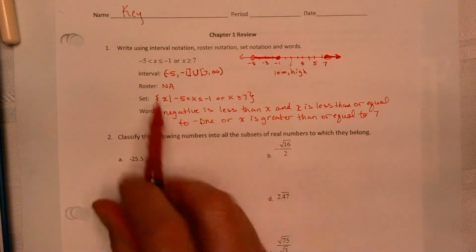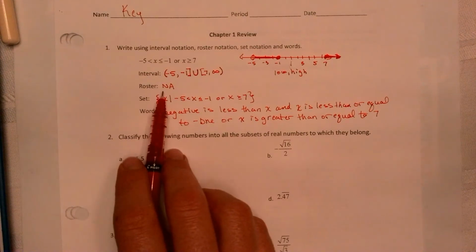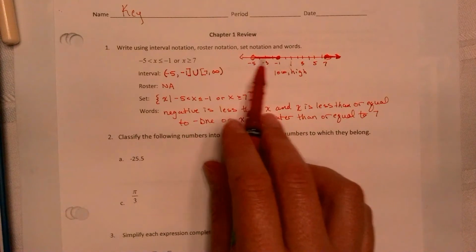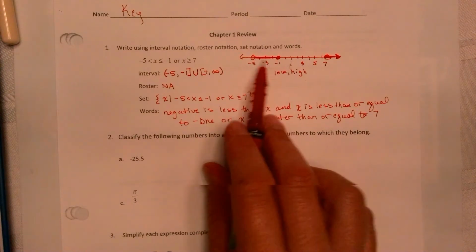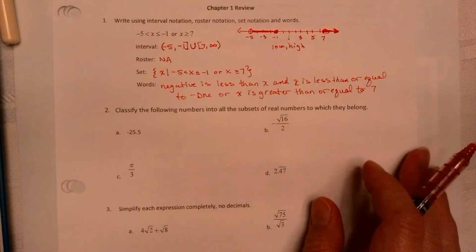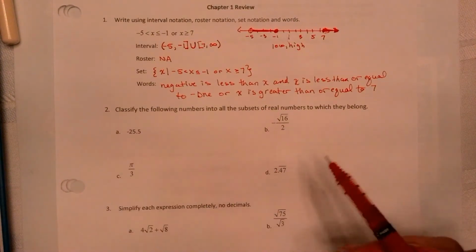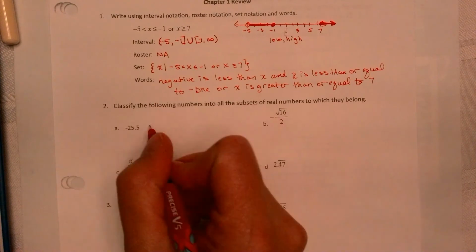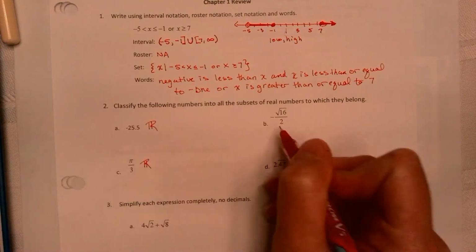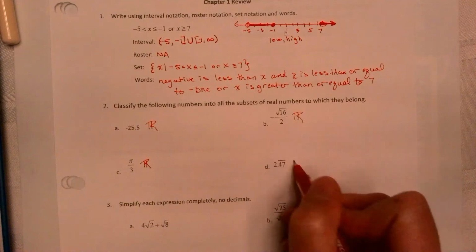So roster notation can only be something that you can list, something that is discrete. And the minute that you have something that's continuous, even though it starts and stops, it is continuous, so it cannot be done in roster notation. All right, identify the sets that these numbers belong to. So we know that they're all real, but I'm going to list that anyway. Real is a symbol that's a double-lined R, so all of these are real numbers.